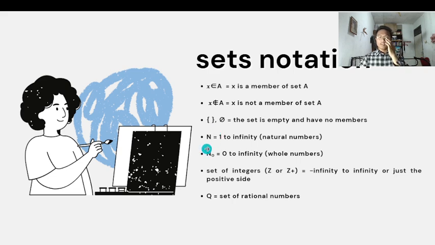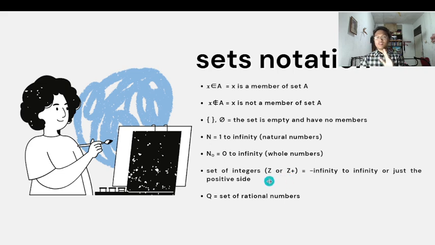Then N here represents natural numbers, the numbers going from 1 to infinity. Then there is N0, which is the whole numbers. The difference from the natural numbers is that it starts from 0, so it goes from 0 to infinity. Okay, then we have the set of integers, represented by Z or Z plus.